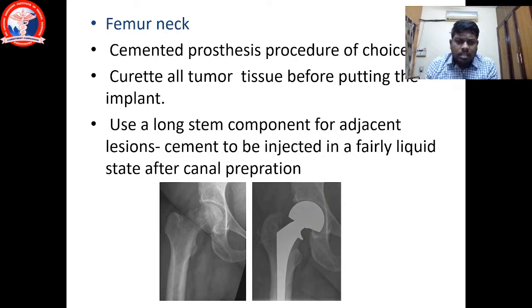In a fracture involving the femoral neck, a cemented prosthesis is the procedure of choice. Curette all tumors in the tissue before putting in the implant. Use a long stem component for adjacent lesions. Cement is to be injected in a fairly liquid state after canal preparation.